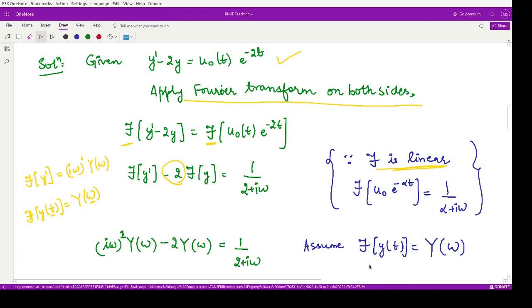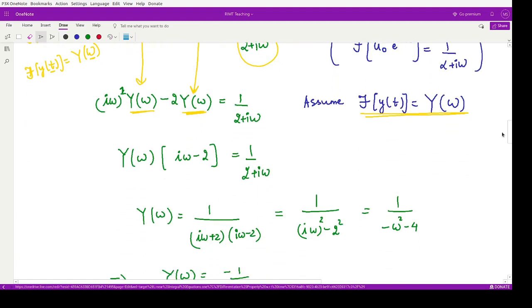So using this property, if the Fourier transform of y of t is capital Y of omega, then this becomes iota omega raised to power 1 times capital Y of omega, and this term is minus 2 as such times the Fourier transform of y, capital Y of omega. And what is the Fourier transform of this function? We know the Fourier transform of u naught e to the power minus alpha t is equal to 1 by alpha plus iota omega. So therefore we have this term over here. Now we can take Y of omega common from both of these terms.